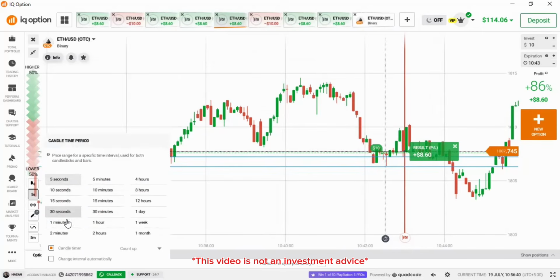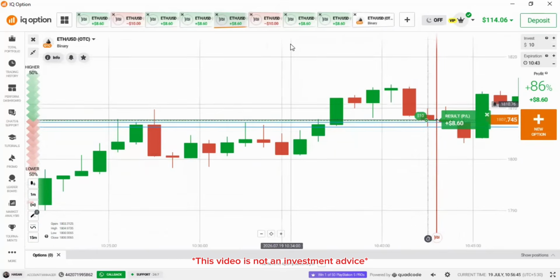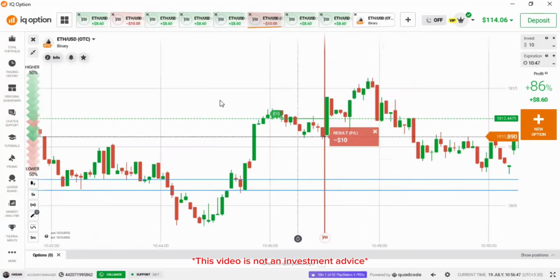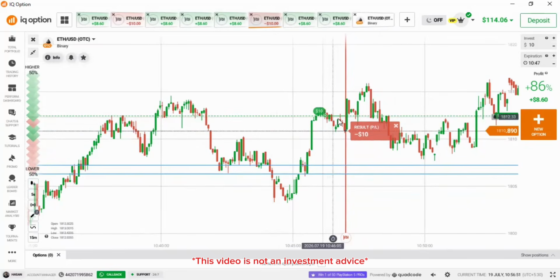but I placed my trade with some margin of safety because sometimes with the engulfing candle we may lose our trade. That's why margin of safety is needed. So this is my sixth trade.